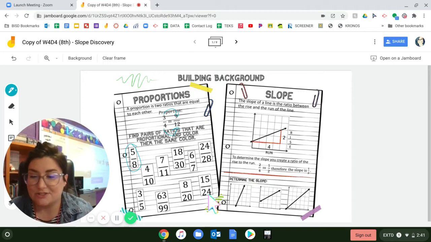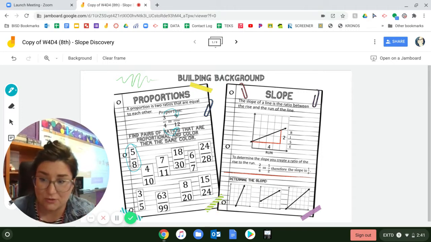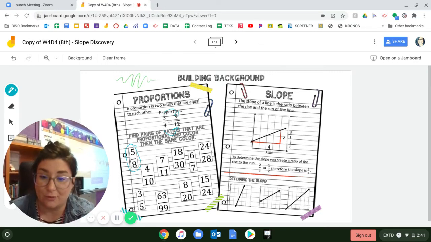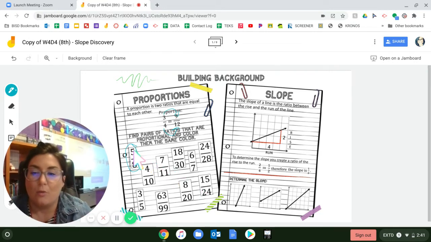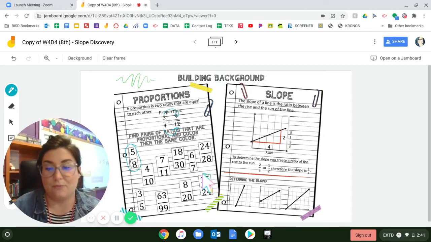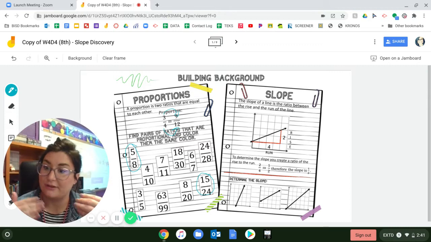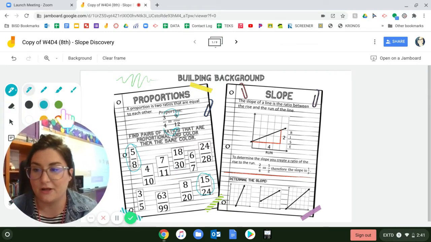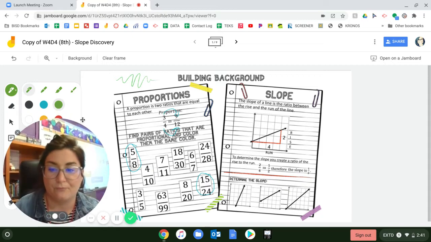So what you want to ask yourself is 8 times what is 24? 8 times 3 is 24. What is 5 times 3? It's 15. So I multiplied top and bottom both by 3 this time, and I got a new ratio. They can form a proportion, and they are proportional. So now I'm going to go and pick a different color. I'm going to pick green this time.